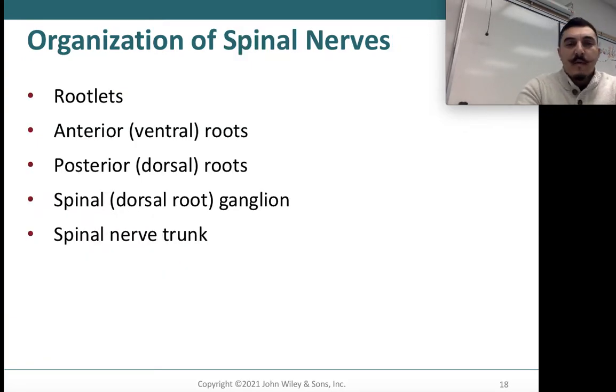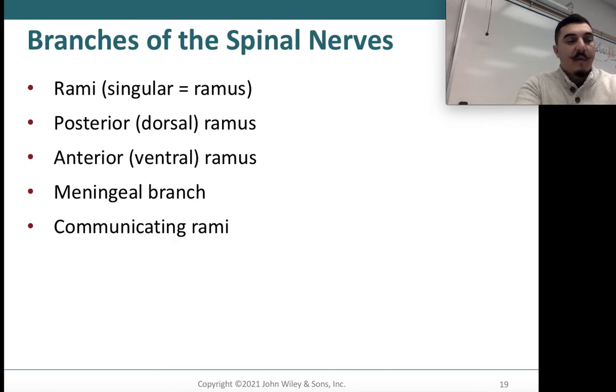So when you talk about spinal nerves, you also organize them into what's called rootlets. I'm trying to go into our textbook to get to the places. So a really small series of rootlets. We have anterior roots, posterior roots, spinal ganglion, and the spinal nerve trunk. We'll get into a picture right now, and I'll show you all of them. But always, like I said, the rami or the ramus, so one branch that pulls out: posterior ramus, anterior ramus. And then we have the meningeal branch and the communicating rami, a branch that communicates through.